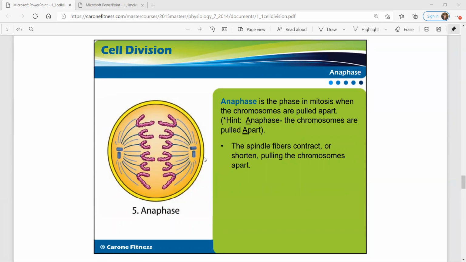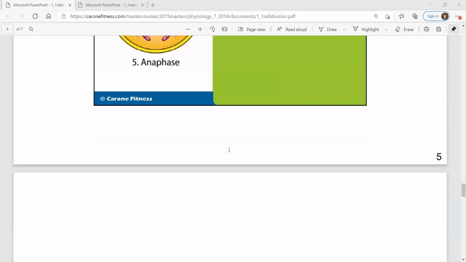Anaphase. Anaphase is the phase in mitosis when the chromosomes are pulled apart. Think of anaphase and apart, apart. The spindle fibers contract or shorten, pulling the chromosomes apart. See how everything's getting divided, pulled apart.